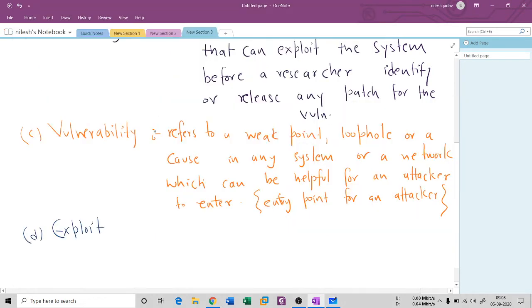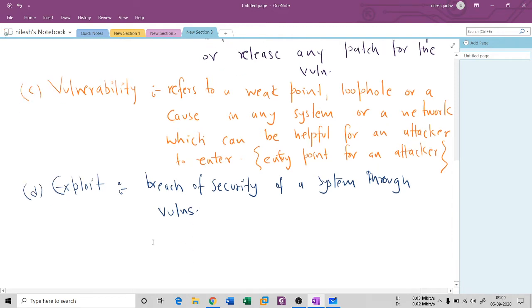So let me put it in words here. So what it says is a breach of security of a system through vulnerability. Sometimes I write wrong spellings, but apologies for that. Okay, so this is the thing.